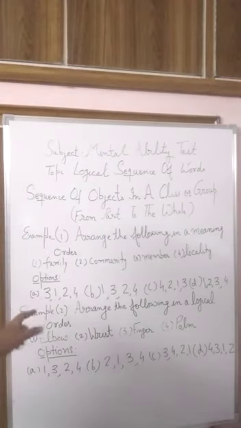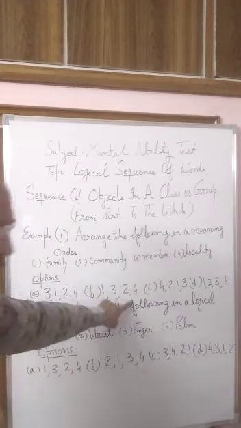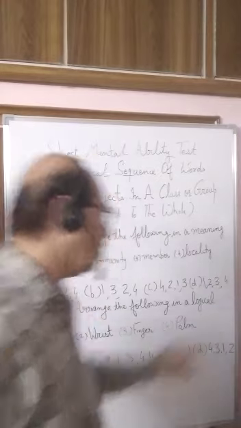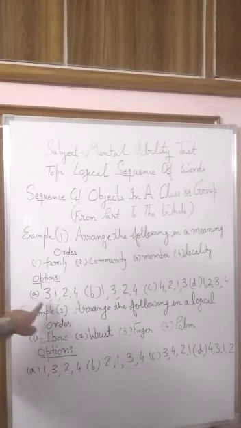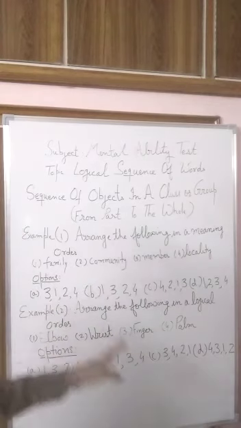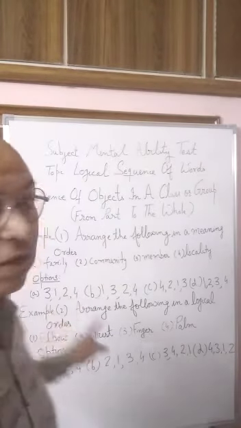So if we go through the options, first option A is 3, 1, 2, 4. Second, B, 1, 3, 2, 4. C, 4, 2, 1, 3. And D, 1, 2, 3, 4. And out of these four options, if we see carefully, A is the correct one, because member, family, community and locality is our sequential order, as we have discussed earlier. So A is the correct answer.